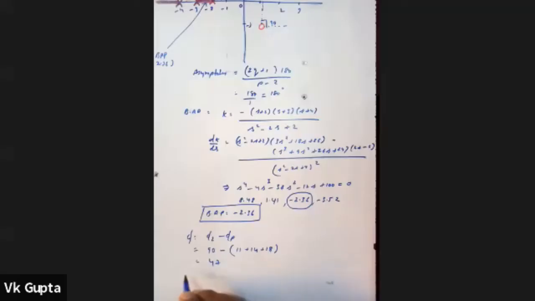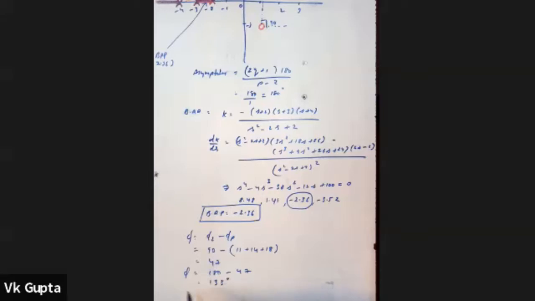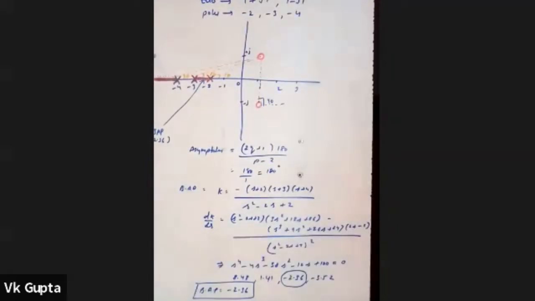Now, angle of arrival: only one change is there, 180 minus 47. In the previous case, we have seen it was plus angle of departure. Now here it is minus. 133 degree. So this is phi A. Angle of arrival is 133. So let us mark 133.